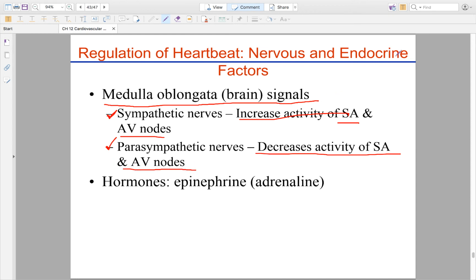Now, the endocrine system. Our endocrine system is involved in our hormones. There's different factors of the endocrine system, but the primary role is to regulate our hormones, and one hormone is directly responsible for increasing heartbeat, and that is the hormone epinephrine, which of course we know as adrenaline, and this is the one hormone that actually increases the heartbeat.